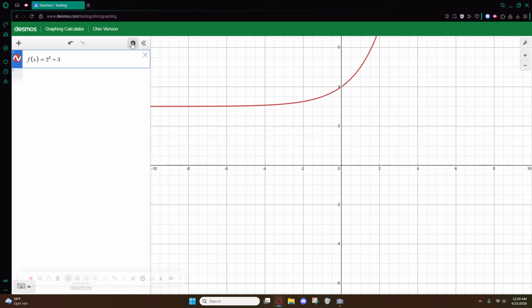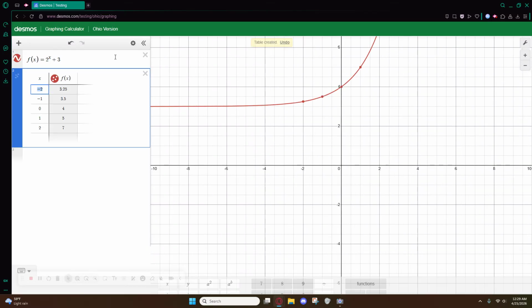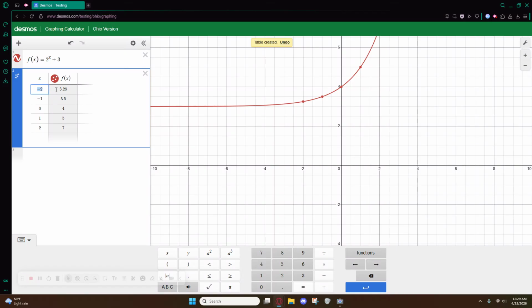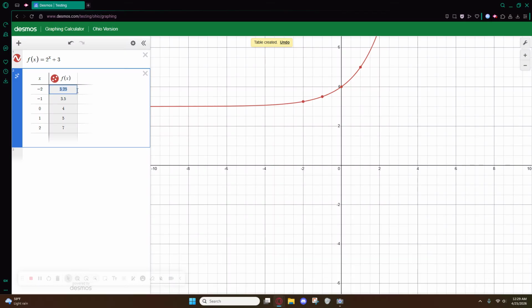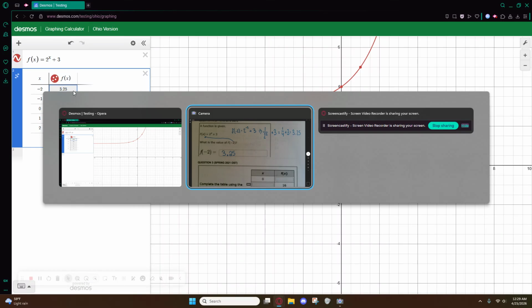And once again, we're going to do the same thing where we hit the cogwheel and we hit create table, and look at that. It already has -2 in there for us. It tells you f of x is 3.25. So we put in 3.25.